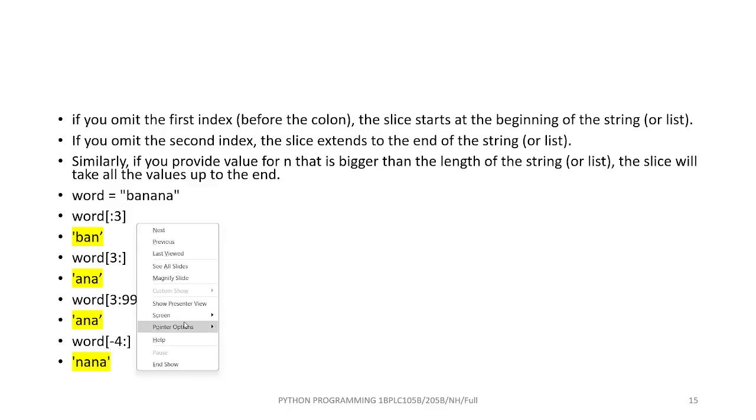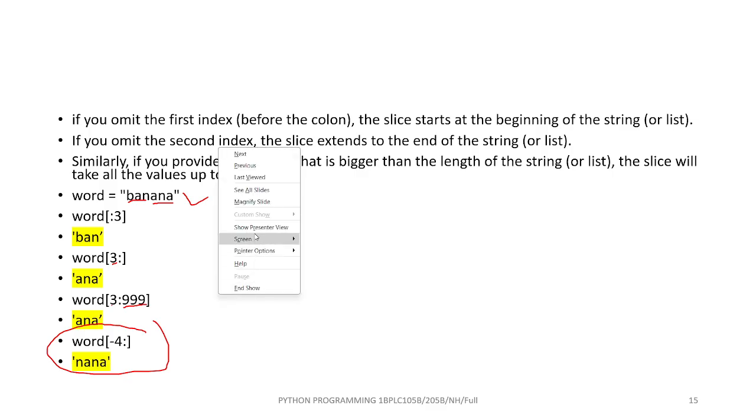We'll take some more examples. Banana. Nothing before the colon, then 3. That means from the beginning, characters till 3. 3 is not included: 0, 1, 2. BAN. From position 3 till the end, because after the colon nothing is there. ANA. The third character is 0, 1, 2, 3. ANA till the end. 999 is not there, so all characters. -4 means the last 4 characters: NANA.